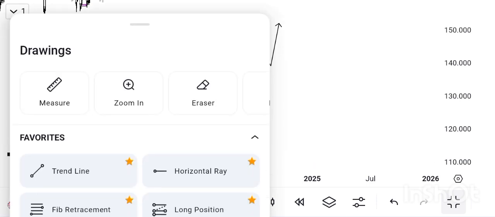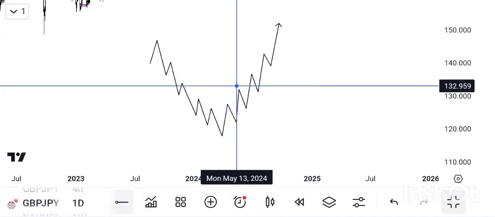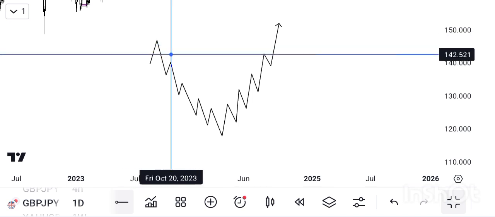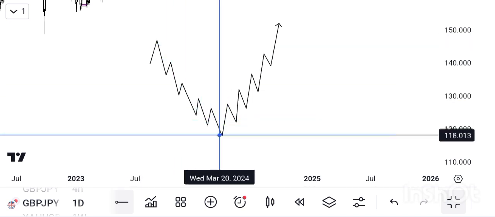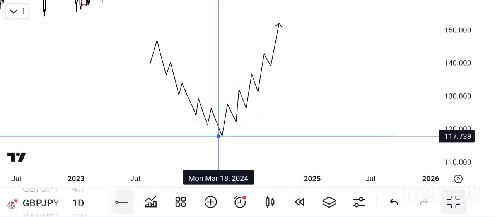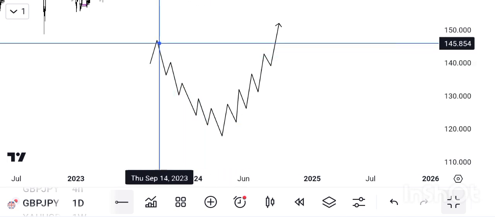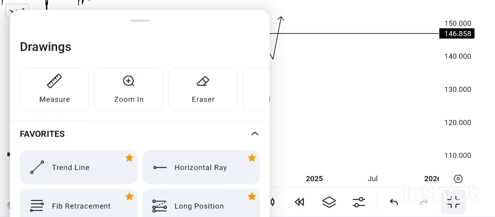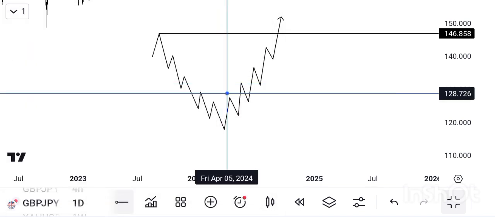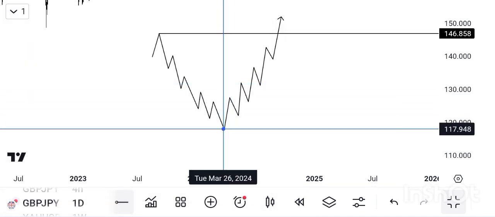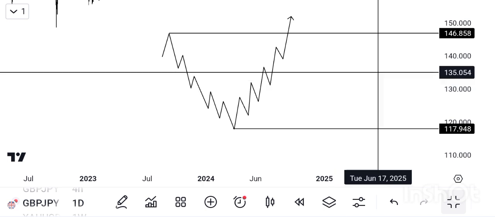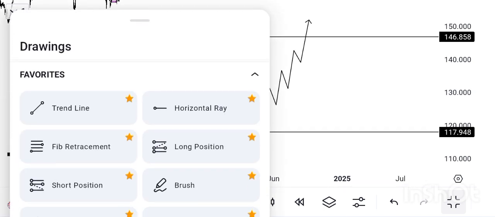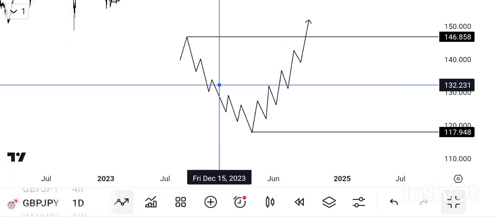And then what are the external liquidity? The external liquidity are your recent swing high and your recent swing low. The swing high is your external liquidity, and the swing low is your external liquidity as well. You can see that price oscillates outside and then within them.